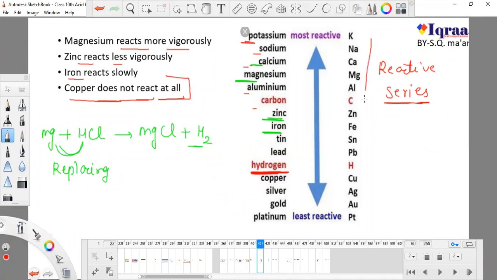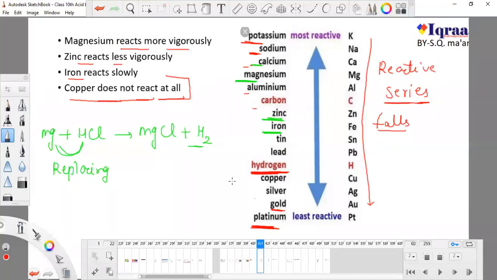As we go downwards, the reactivity falls. In this series, potassium is the most reactive element, and platinum and gold are the least reactive. Potassium and sodium are highly reactive, more sociable, they can react with anything. Gold and platinum are not reactive, they are not sociable with other elements, and they don't want to react with any other element.